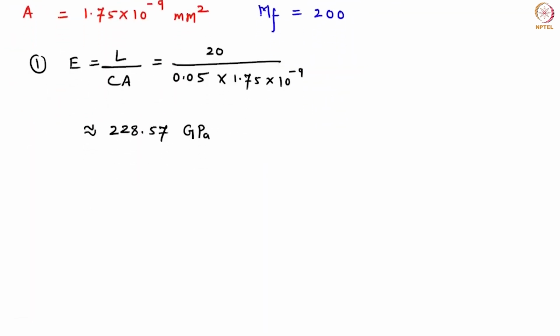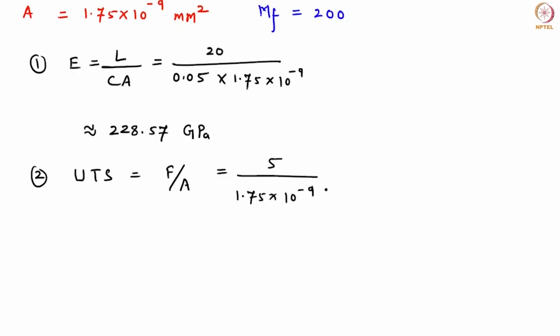The second part is the calculation of ultimate tensile strength, which is actually the easy one. All you need to do is the failure load, which is already given to us, divided by area. So failure load is 5 Newton divided by again 1.75 into 10 power minus 9 square millimeter. And the value that you will get from here will be 2.86 into 10 power 9 Pascal, or 2.86 gigapascal.